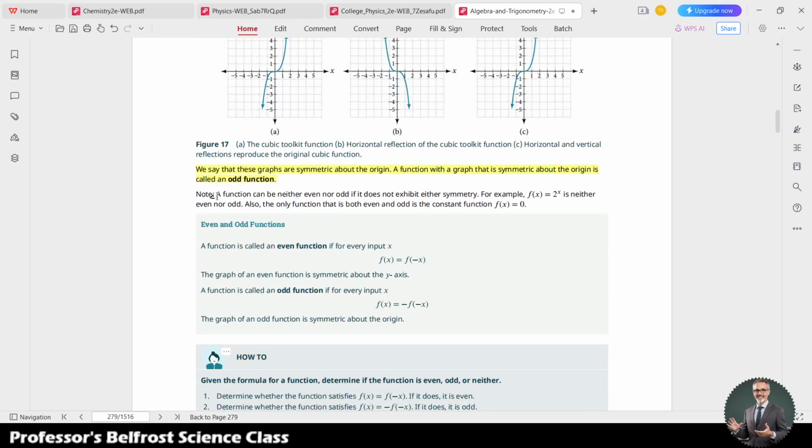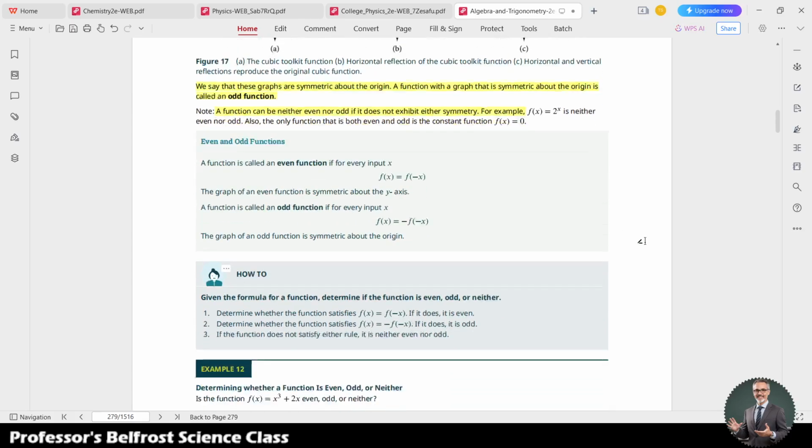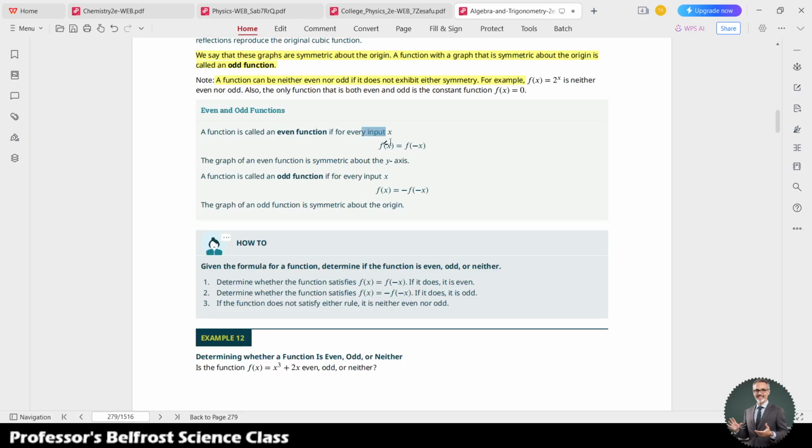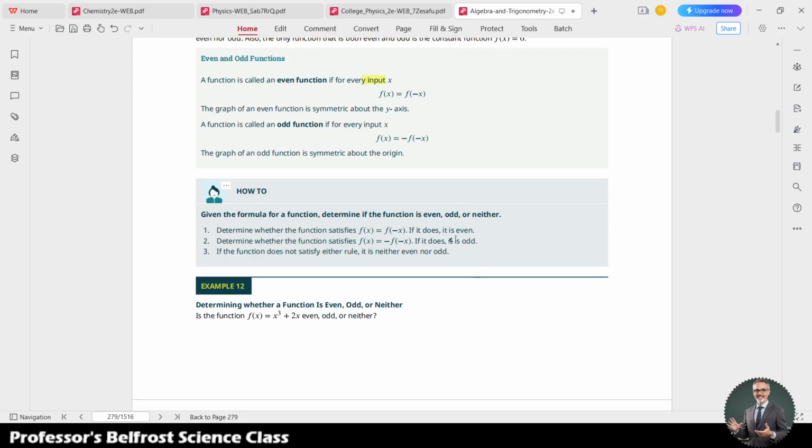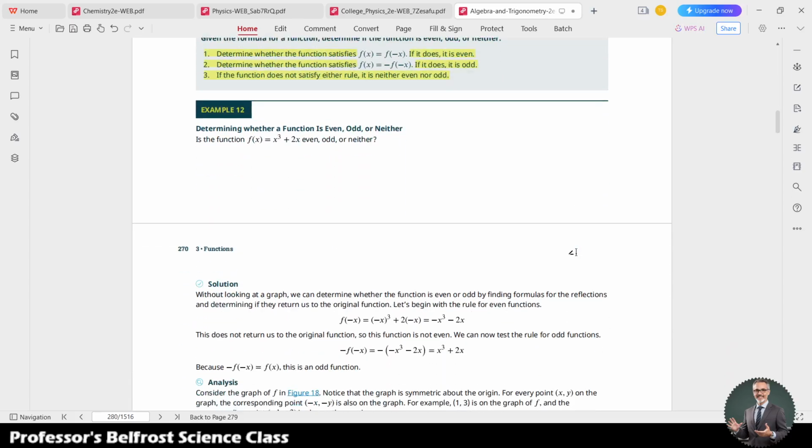Okay, and a function can be neither even nor odd if it doesn't exhibit either symmetry. So an even function is when f(x) equals f(-x), and an odd function if f(x) equals -f(-x). And these are the three rules that we have summarized.